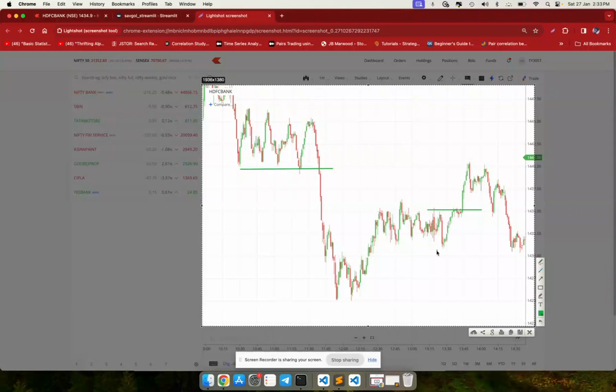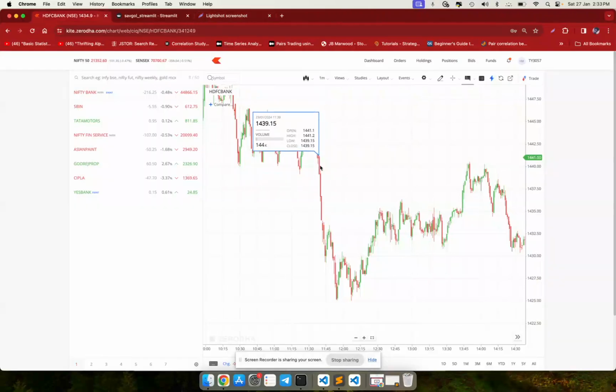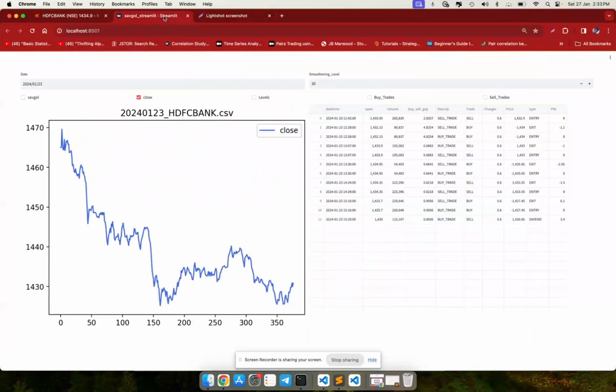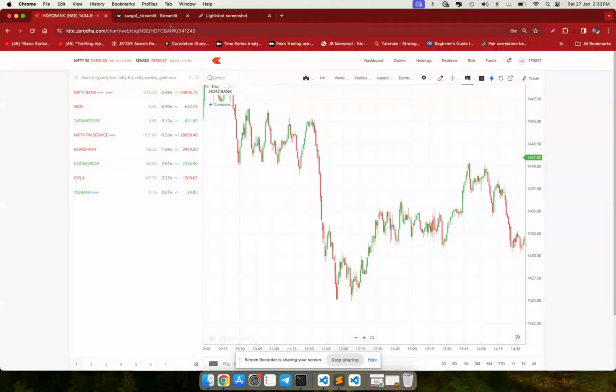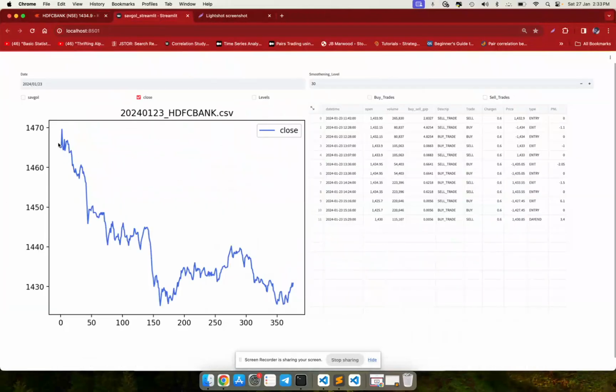Now, I think I have made some progress in trying to automate the system. This is the 23rd January 2024 graph. I could not find such a big breakout on any of the other days before this, so I have used this date as my default date in my app. This is my Streamlit app. So this is the close price, the same chart as the one from earlier, the close price curve.